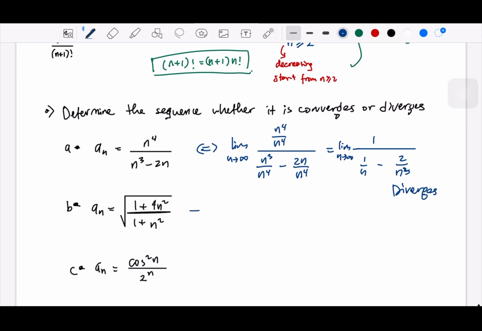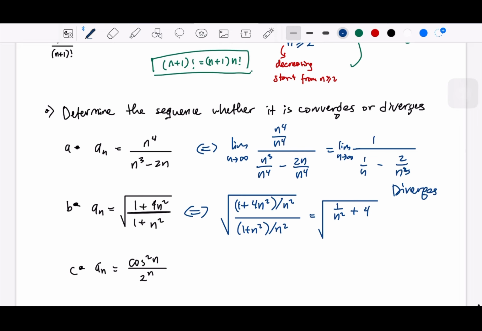But here, I will just show you the method. Let's say we are going to divide everything by n squared. So we will have 1 over n squared plus 4 on top, and 1 over n squared plus 1 on the bottom. If we take the limit, 1 over n squared becomes 0, right? So this will be 2. So it converges.